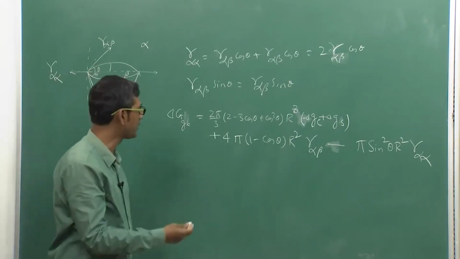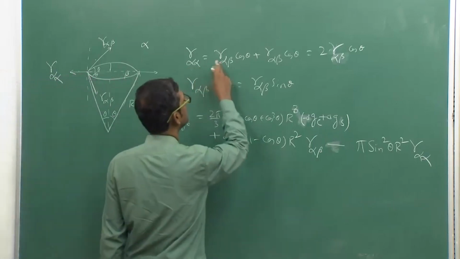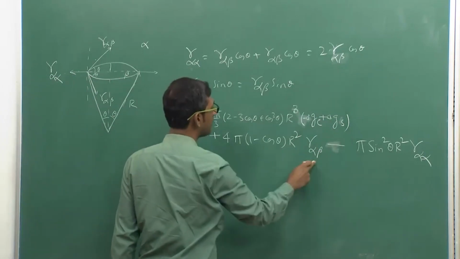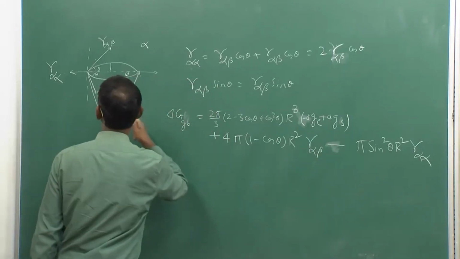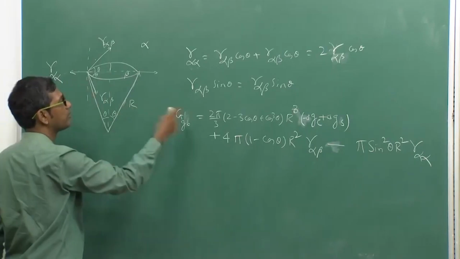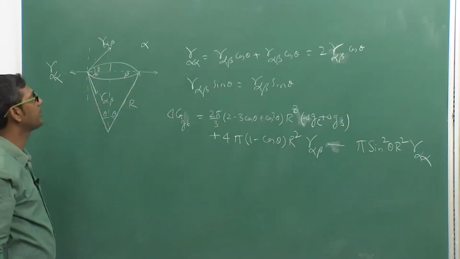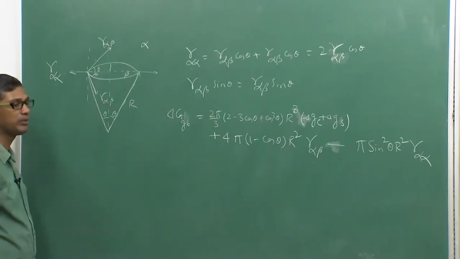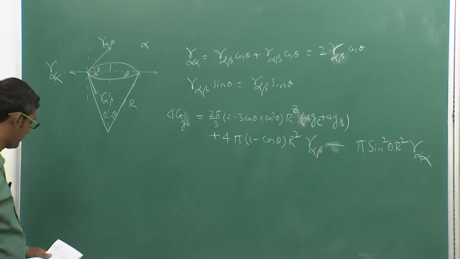Okay, so now we can actually do all the things. We can plug in from this equation. We can change gamma alpha, basically we can make everything in terms of gamma alpha alpha. So therefore this gamma alpha beta can be replaced. The gamma alpha beta is equal to gamma alpha alpha divided by 2 cos theta, and one can simplify this equation and get something else.